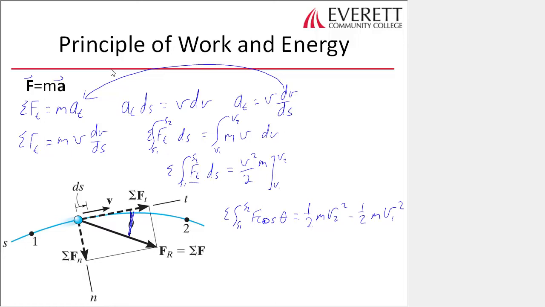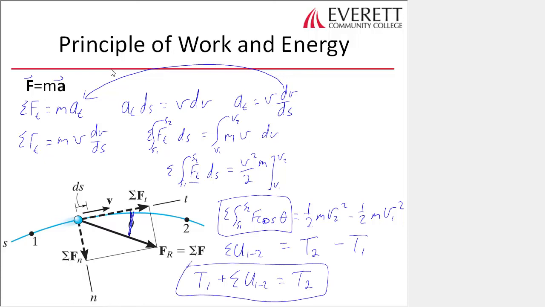And what this is telling us is that this part is the sum of all the work done from 1 to 2. And that's going to be equal to the kinetic energy, we use a T for that, the kinetic energy 2 minus the kinetic energy 1. This can also be written as T1 plus the sum of the work from 1 to 2 is equal to T2. That is the principle of work and energy, which just basically says we start off with a certain amount of kinetic energy, we do some work, and we end up with more kinetic energy.